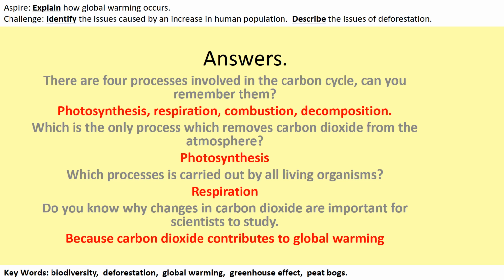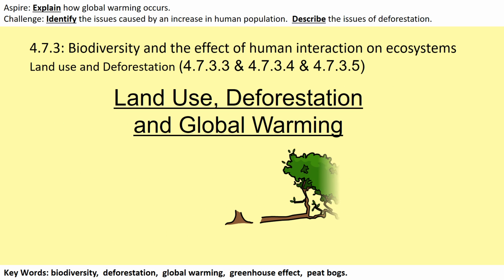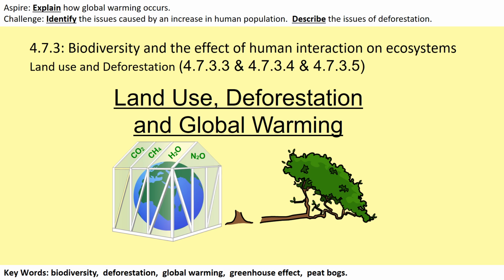And the reason why it's so important that you are learning about this is because carbon dioxide is something that contributes to global warming. And we're going to look at that in this lesson. Okay, so if you're using a piece of paper, then put down the title, Land Use, Deforestation and Global Warming. We're going to try and get through all 3 of these in this lesson.